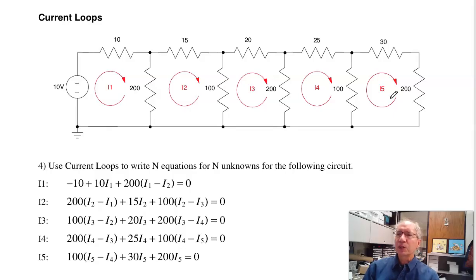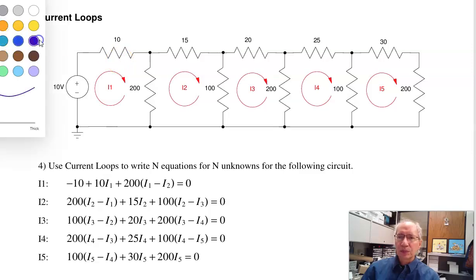Once I define the current loops, I need to come up with 5 equations for 5 unknowns. Those equations are Kirchhoff's voltage law. If I go around a loop and wind up where I started, these voltages have to add to 0. So let's do that. As I go around the loop, if I hit the minus sign first, I'll subtract. Plus sign first, I'll add.